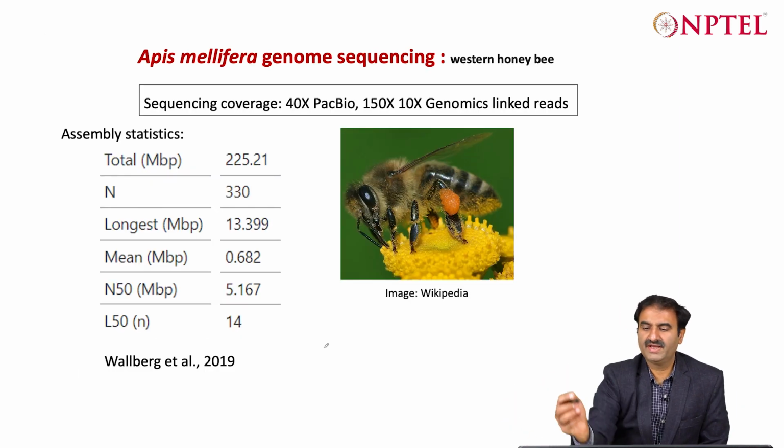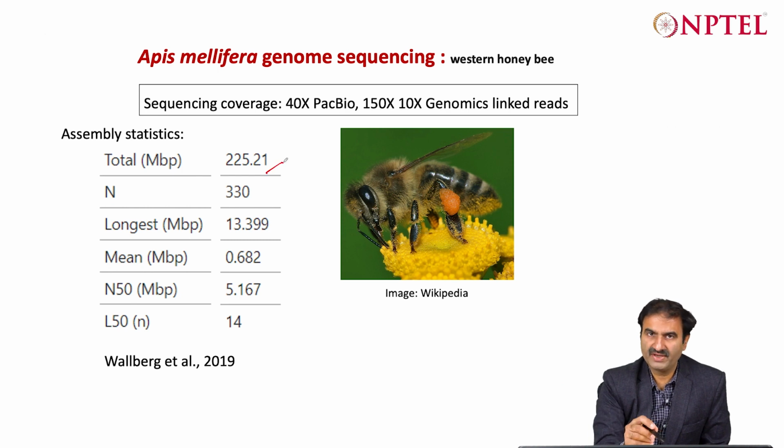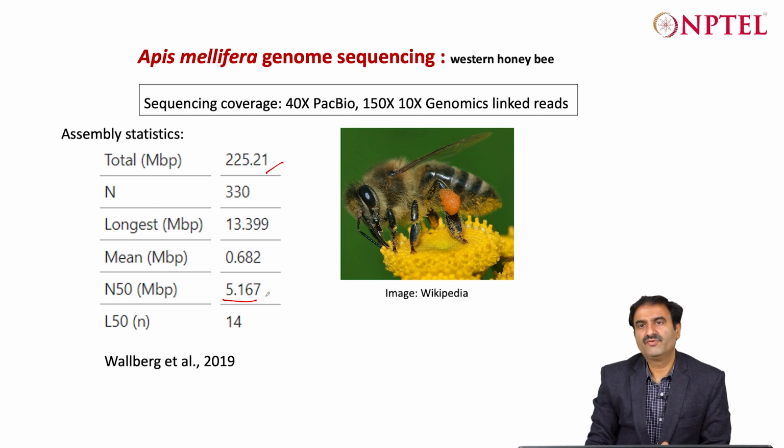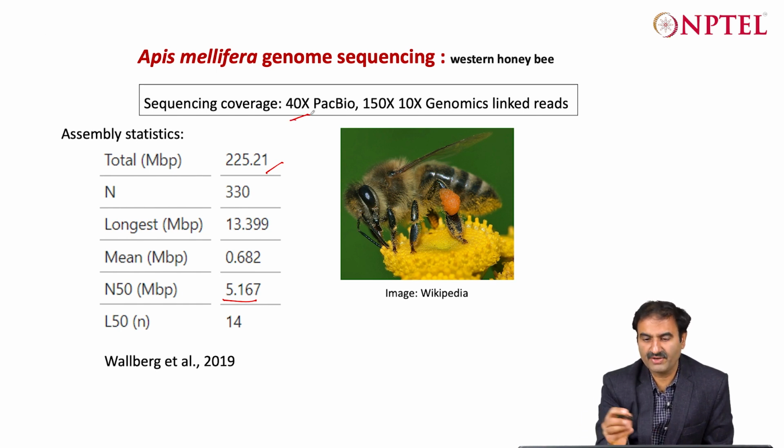Okay, then this is another genome, honeybee, 225 million base pairs. The longest was about 13 MB, and the N50 was 5 MB in this case. So 5 MB is a good quality genome, and for this they generated about 40x PacBio data and 150x 10x Genomics data. So long reads plus short reads, a hybrid assembly approach.